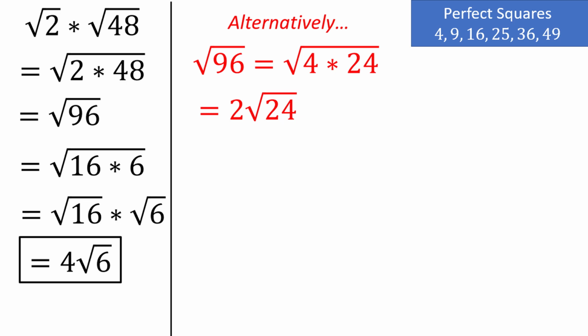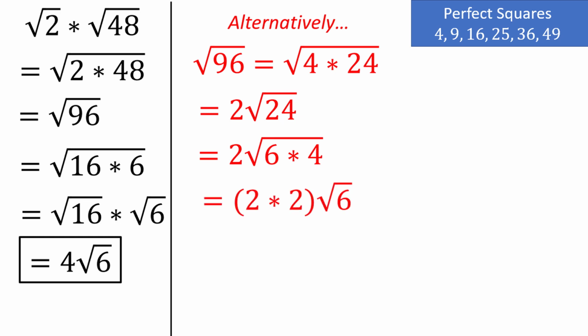This could be further broken down to 2 times the square root of 6 times 4. At this point, the square root of 4 could come out as a 2, which would multiply the 2 that's already there, and then we would have 4 times the square root of 6, the same answer we had the first time. So it isn't an issue if you don't pick out the largest perfect square. You'll still get the same answer, but you might have to do a little bit more work.